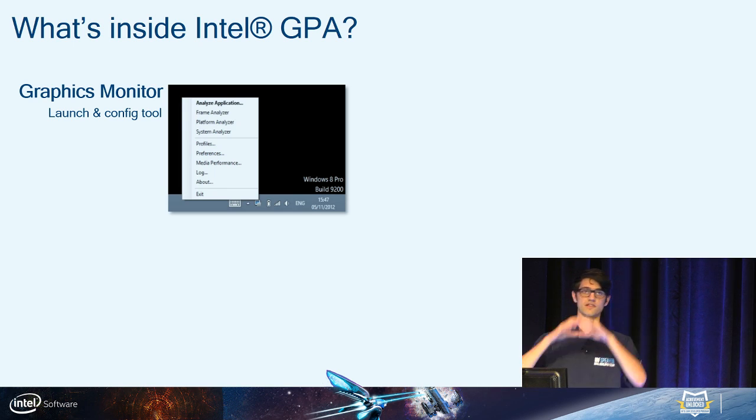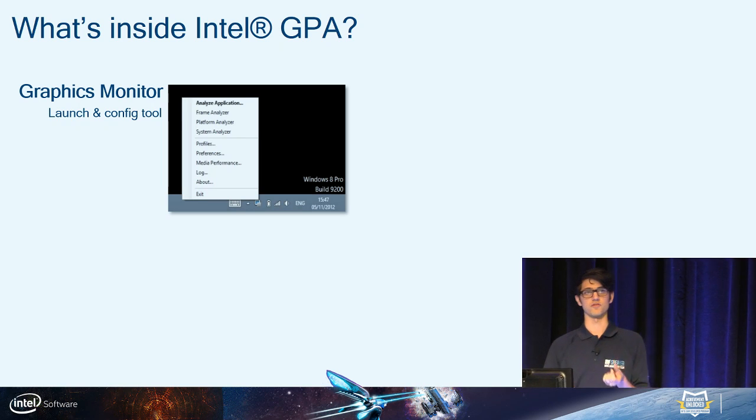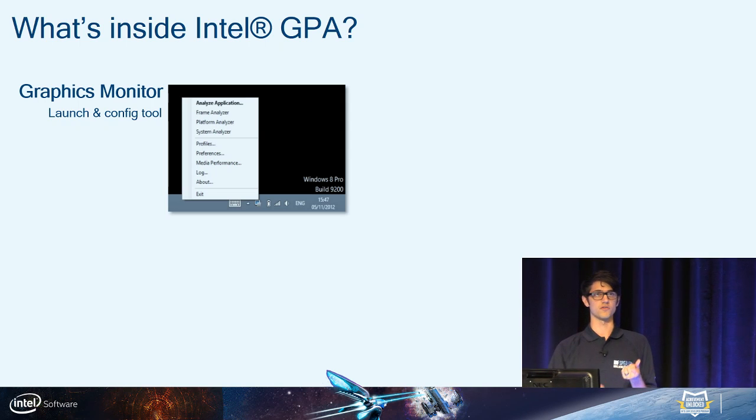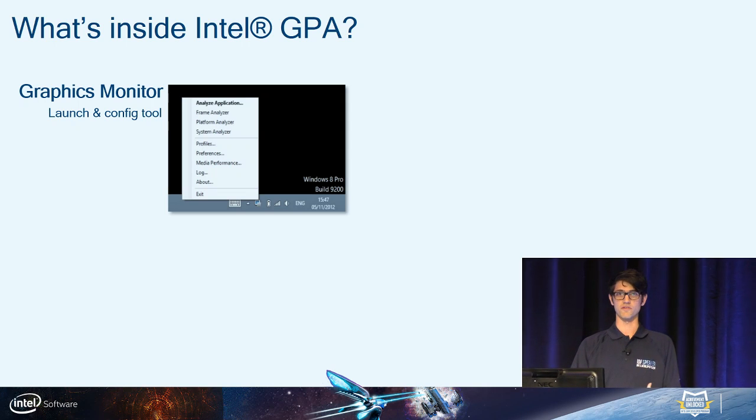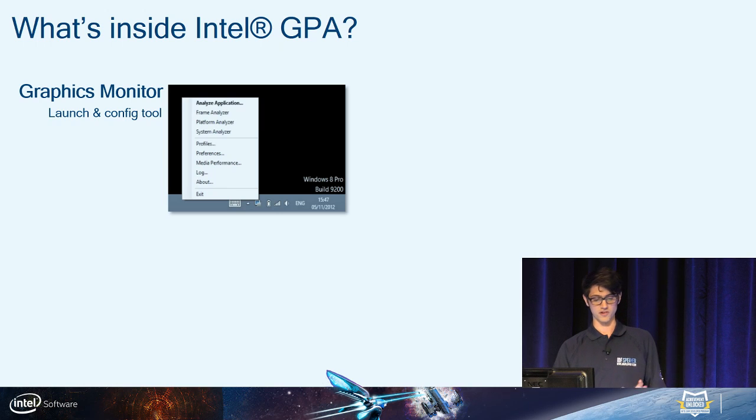This is the guy that sits in your task tray that basically collects all the data and is the interface between your host and your target. So if you want the same host and target, you can do that very easily with GPA. Graphics Monitor is the way to do that. So in the demo, we'll get to see it a little bit more in some of its awesome features.